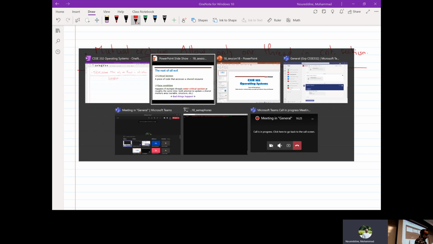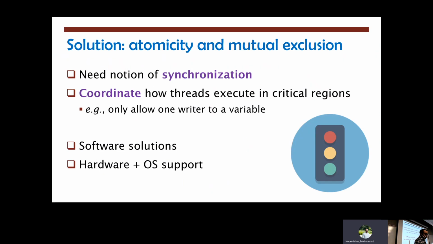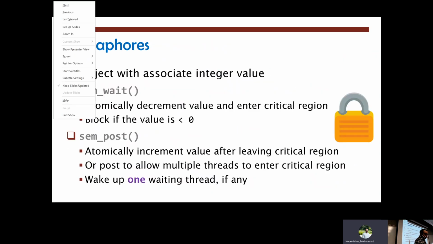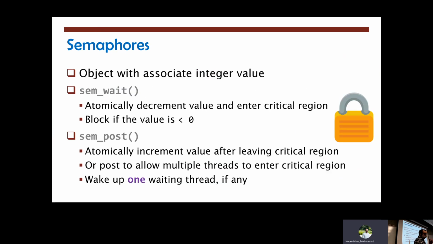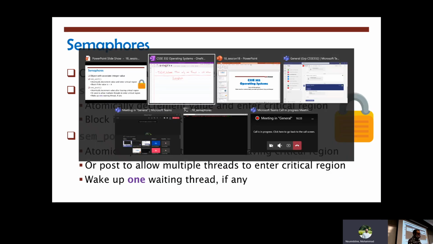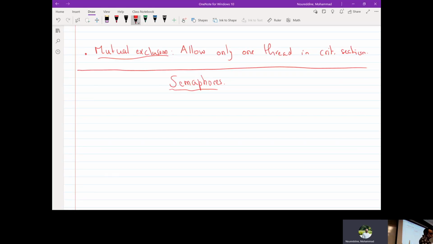Okay, so let's here introduce our semaphores. If we want to follow up on the slides, I think we are at this slide. So a semaphore is an object with an integer value.